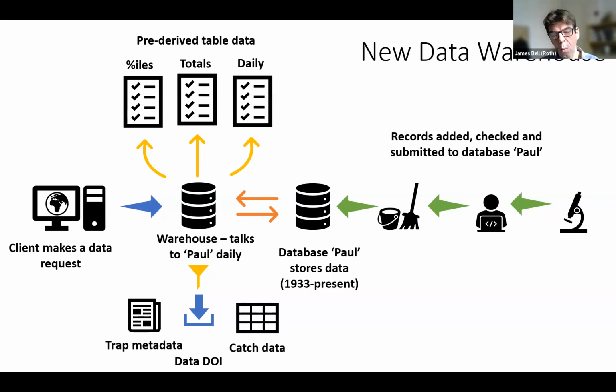Paul talks to our warehouse and sends the data from 1990 onwards on a daily basis to you, the client, and you access it via our portal, and you can then get a data set with its own DOI that you can reference in your papers or in your work that will have the catch data and the trap metadata, everything that you want to know about trap precision and recording. And from that, you can actually require different types of data or call different types of data from the warehouse, including just, for example, daily totals, or if you wanted annual totals, or percentiles, if you're looking at changes in phenology, for example. So again, I'll show you how to do that.